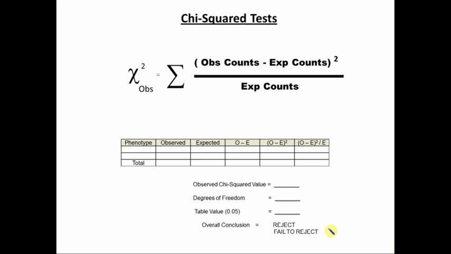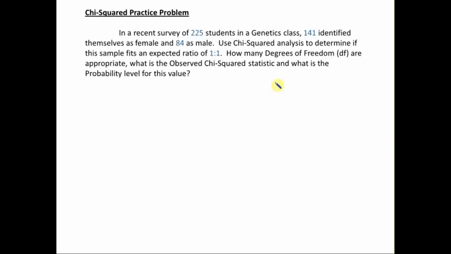Well, let's try one of these. I think it'll make more sense if we just work through one very quickly. So here's one from your lab manual, page 116. In this particular case, out of 225 students, 141 identify as female, and 84 identify themselves as males. Now, with humans, the primary sex ratio is approximately 1 to 1. So in classes like genetics, we would on average expect about a 50-50 ratio, about half of them to be male, about half to be female.